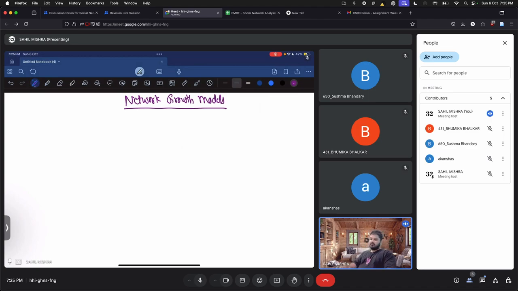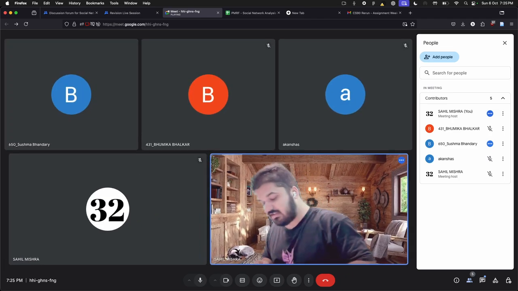So what is the need of network growth models? What is the need for these network growth models? Can anyone tell me? Sushma? No, no, no. What is the need? What are network growth models? What is the need of these network growth models?